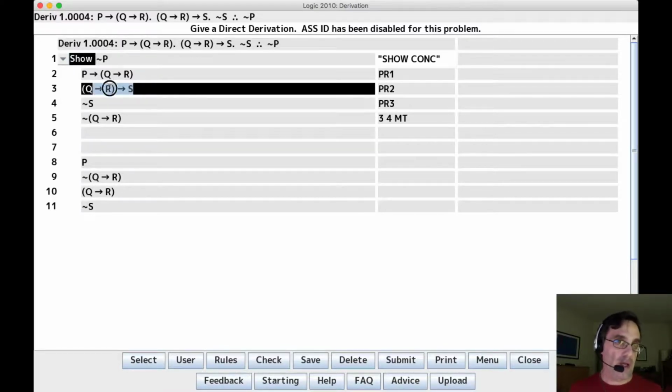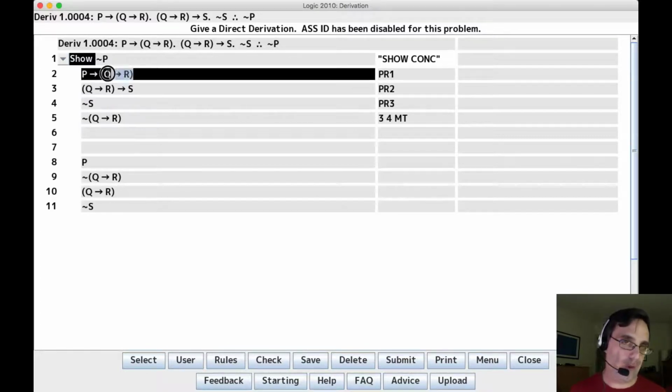We've used line 3, so we're not going to use it again. Once you use a line with modus ponens or modus tollens, you're done with it, basically, usually, normally. So we want to consider, what about line 2? Because that's our other conditional line. Can we do modus ponens or modus tollens?